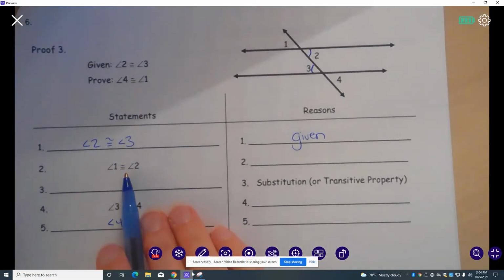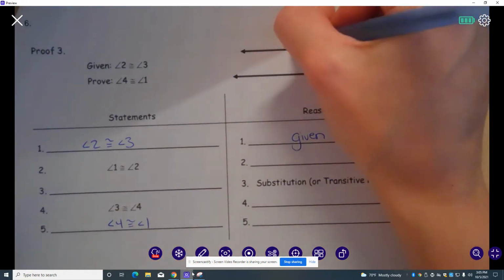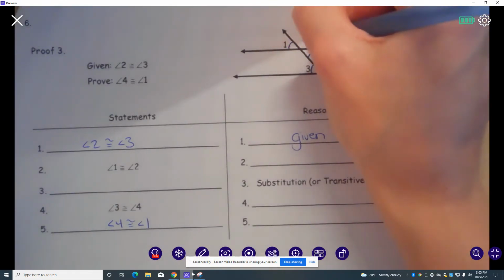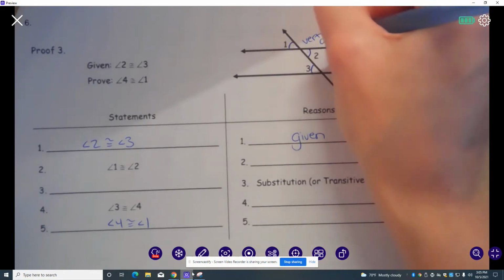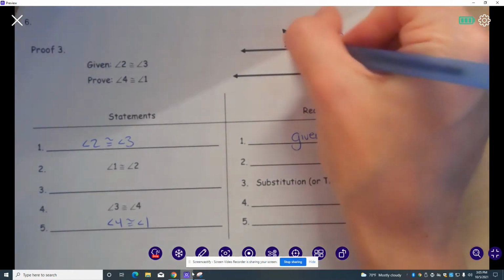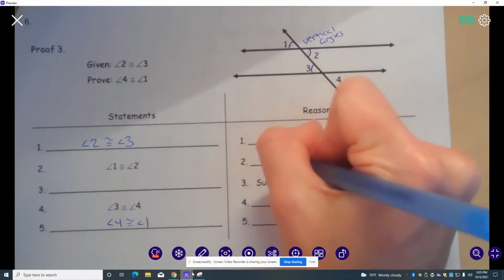All right, if I'm looking here, angle 1 is congruent to angle 2. If I look at my picture, how do we know that? Well, I know angle 1 and angle 2 are congruent because these form a pair of vertical angles, right? And by the vertical angles theorem, we know that vertical angles are congruent.